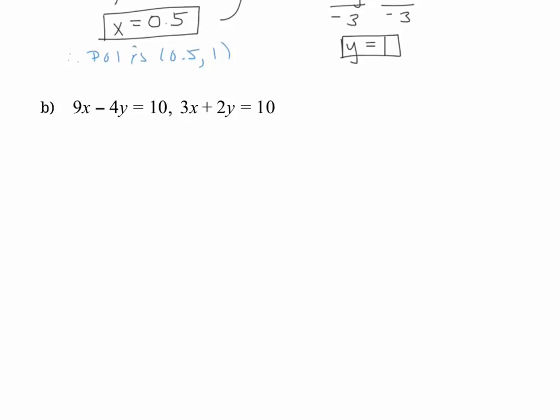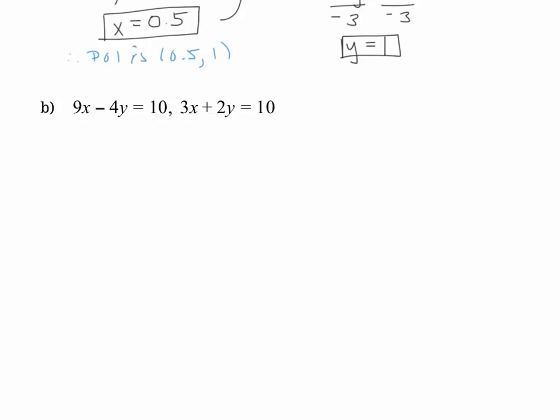So the question is, what's going to be the easiest variable to make match? I see a 9x and a 3x. I know I could multiply this equation by 3 and it would give me 9x, and then I could cancel them out. That could totally work because 3 times 3 would be 9. Also, look at the y's. I have negative 4y here and positive 2y here. I could multiply this guy by negative 2 and make negative 4.